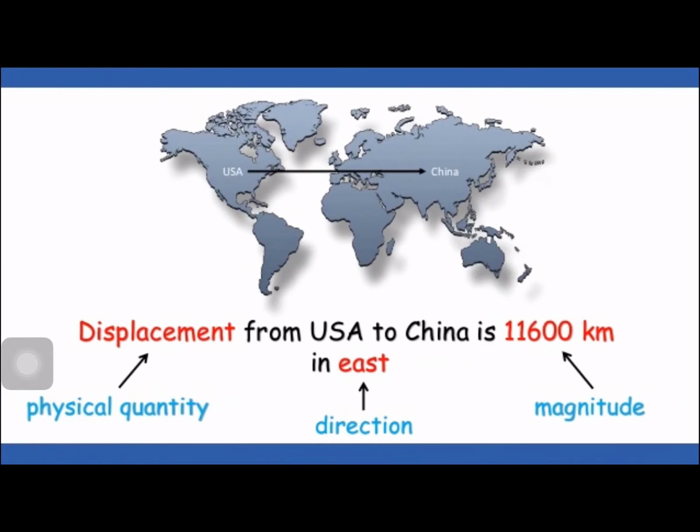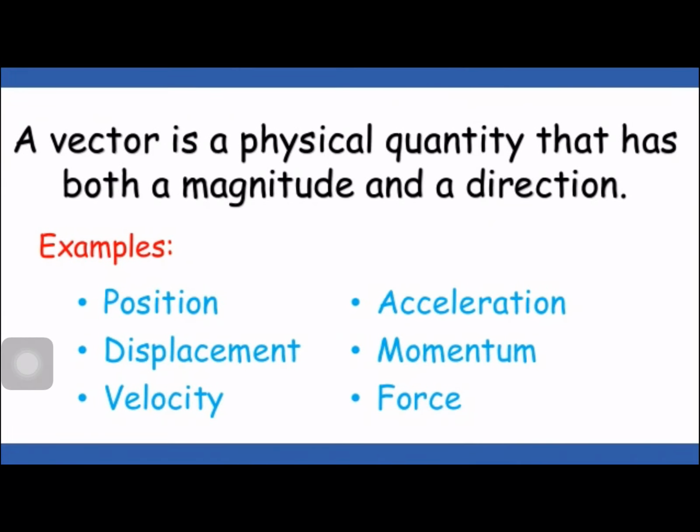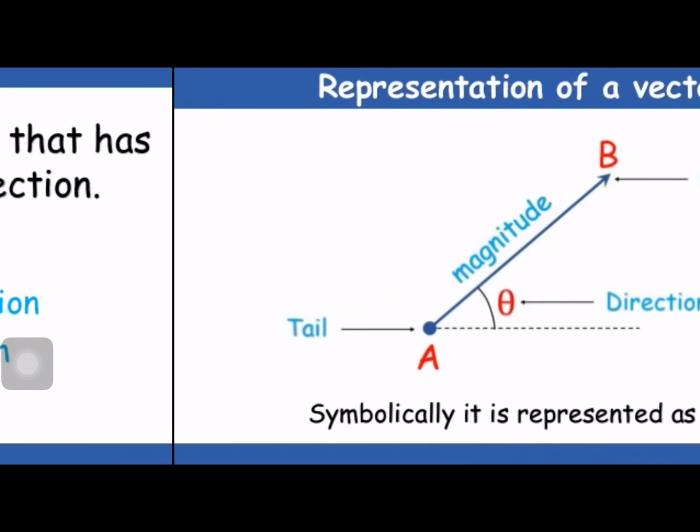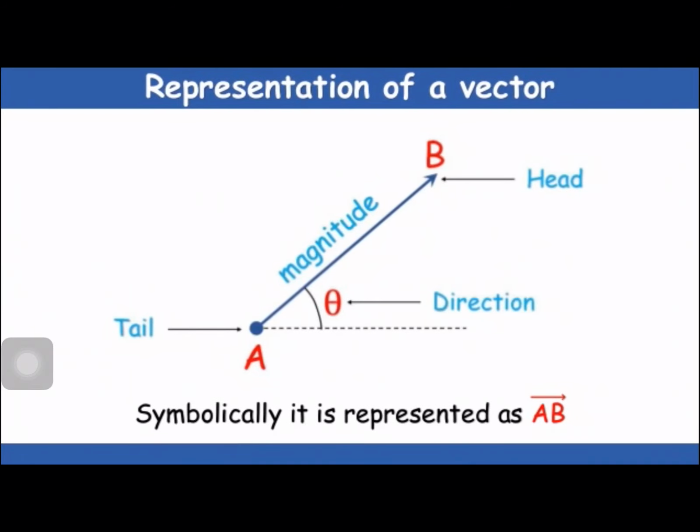And displacement from USA to China is 11,600 km in east. Magnitude 11,600, direction in east direction. So vector quantity is a physical quantity that has both magnitude and direction. For example, position, acceleration, displacement, momentum, velocity and force. Already familiar. Now you should learn how to represent the vector.